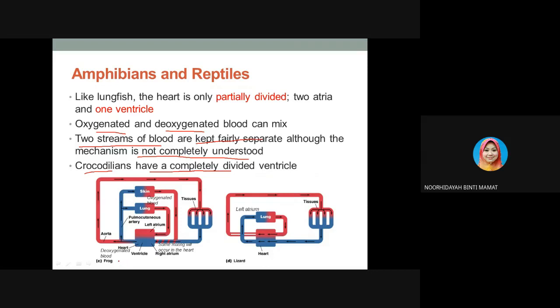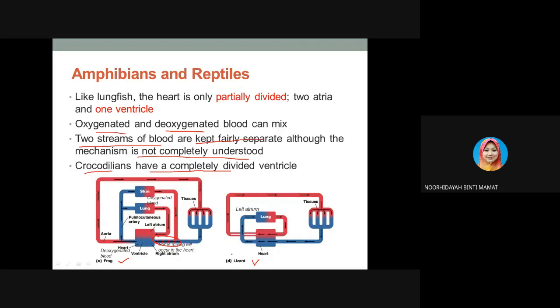As you can see from this example, we have a frog and a lizard here. They have partially divided atria and ventricles. From the heart, the oxygenated blood is pumped through the aorta to the tissues, while the deoxygenated blood is pumped through the lung and skin. So there will be some mixing of the oxygenated and deoxygenated blood. The same goes for lizards.